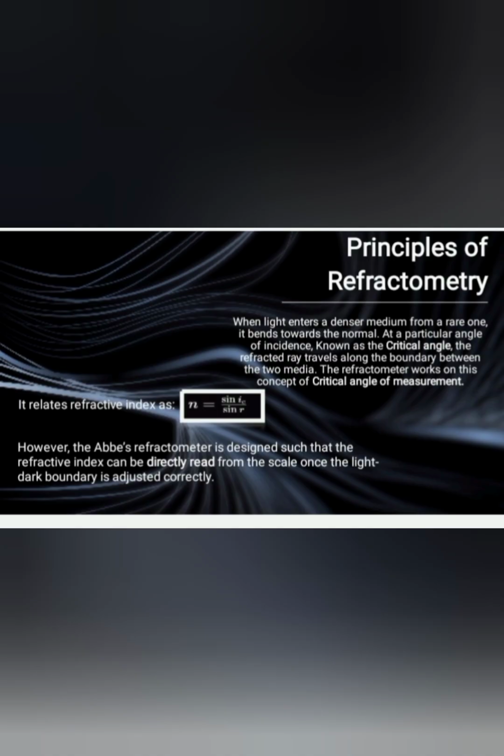Principle of refractometry. When light enters a denser medium from a rarer one, it bends towards the normal. At a particular angle of incidence, known as the critical angle, the refracted ray travels along the boundary between the two media. The refractometer works on this concept of critical angle of measurement. It relates refractive index as n is equal to sin i by sin r. However, the Abbe's refractometer is designed such that the refractive index can be directly read from the scale once the light-dark boundary is adjusted correctly.